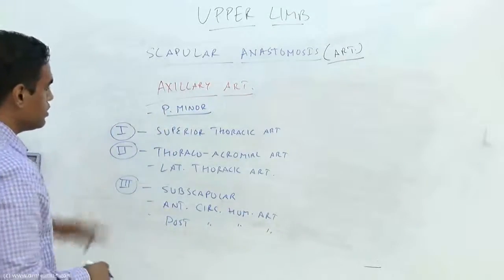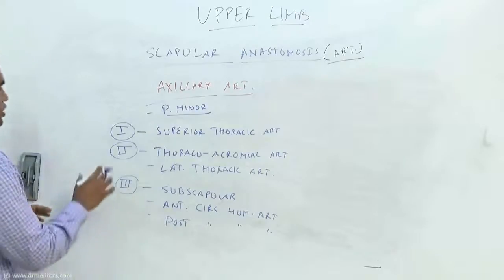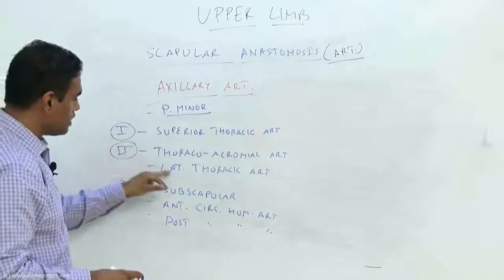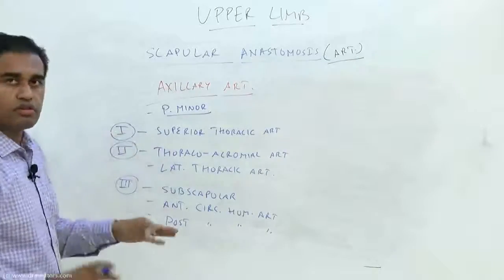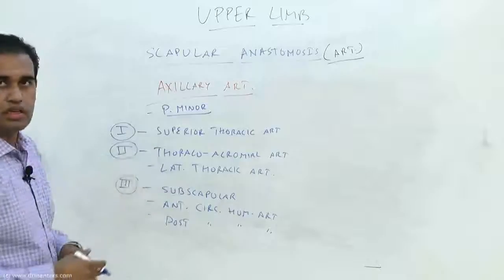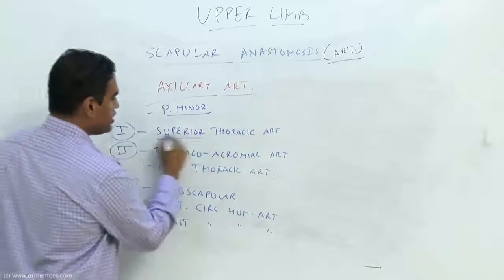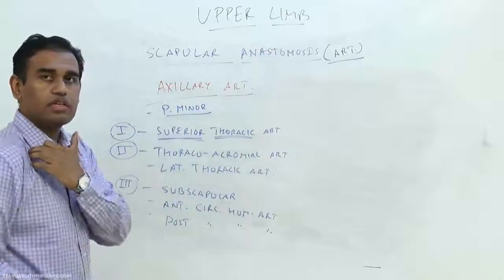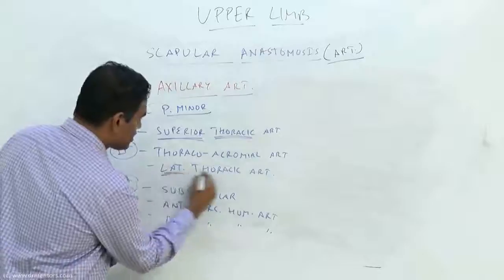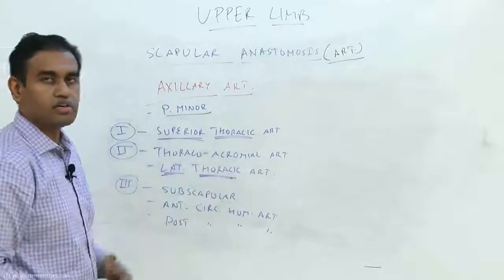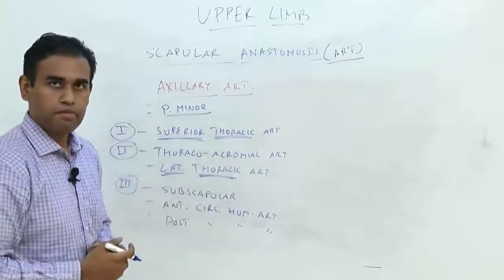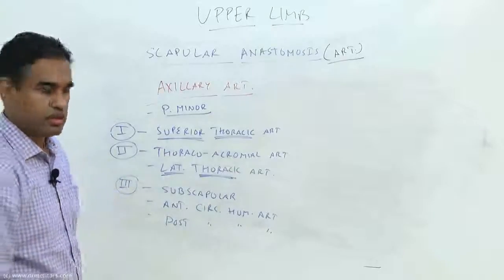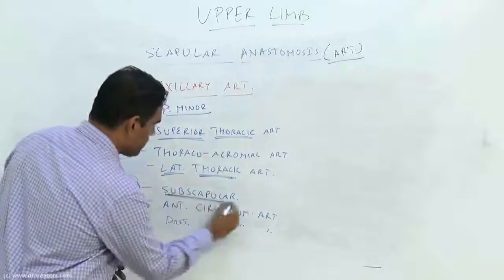How to remember the names? First, remember how many branches from which part. First part only one branch, second part two branches, third part three branches: 1, 2, 3 number of branches. Now understand the location. The first part is lying superiorly in the thoracic region, we call it superior thoracic artery. In the second part, we are moving laterally, we call it lateral thoracic artery. Plus it is coming close to the acromion, we call it thoracoacromial artery. Then third part, we are moving more inferiorly into the upper limb, we have the subscapular artery.